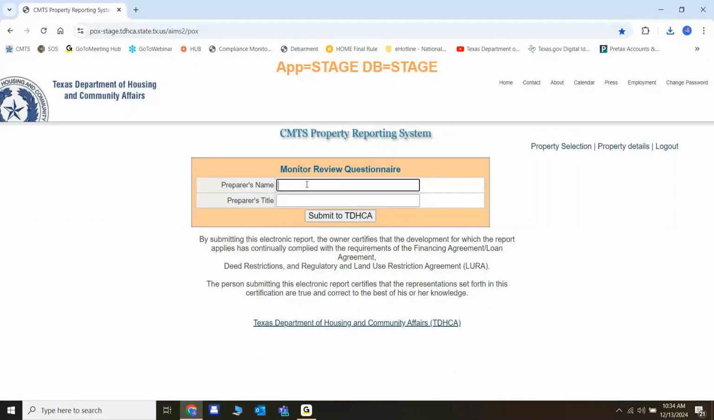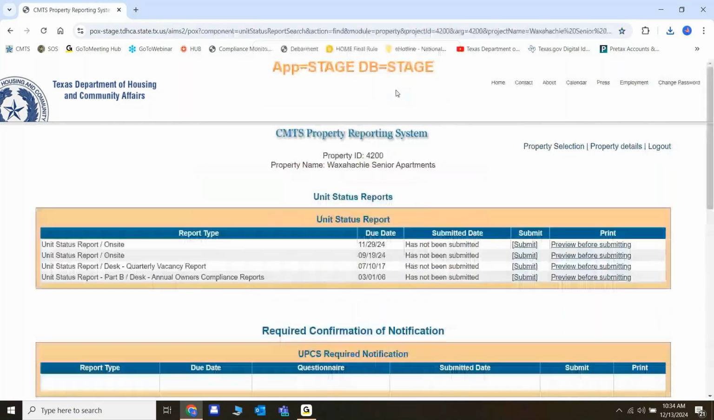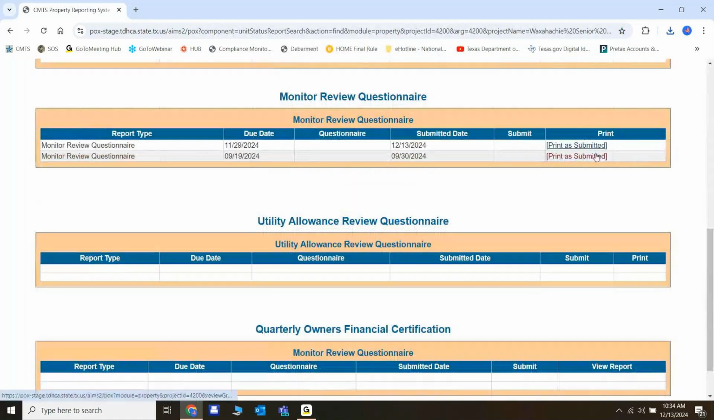And then it's going to ask you your property name and who prepared it. And then you're going to submit it and say okay. And then it's done. It has been submitted. And then you can print it if you want to, say, this is a version of what I have printed. Some management companies require that, some don't. That's up to you guys. But that is it for this.